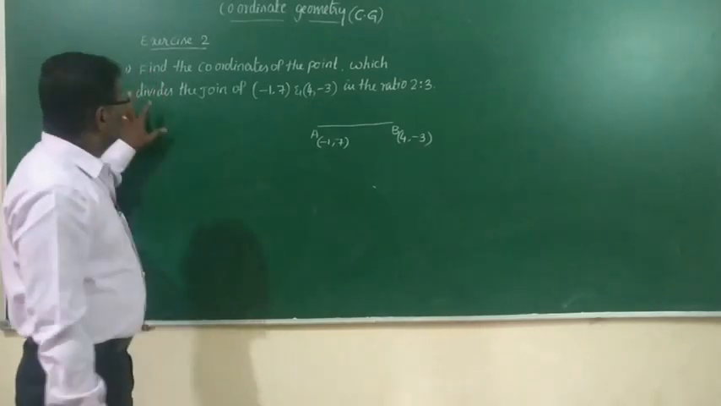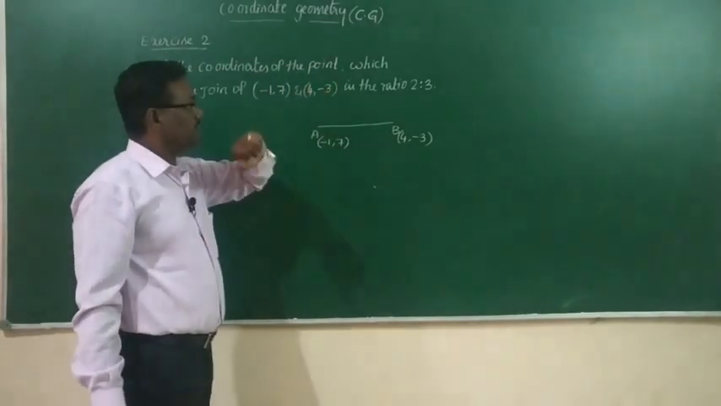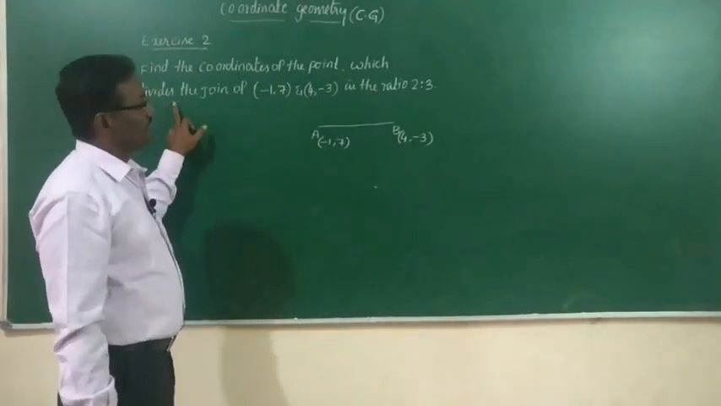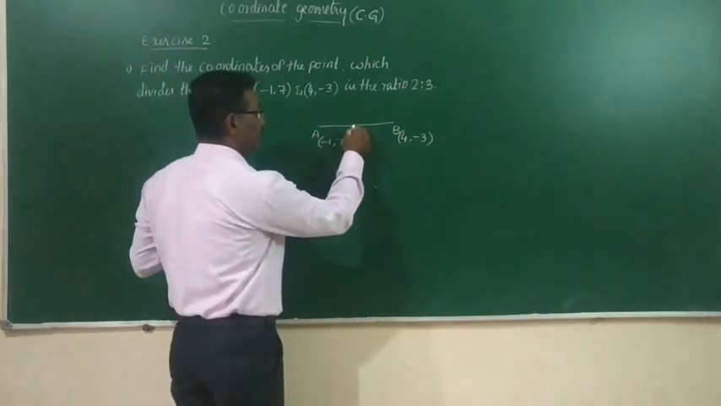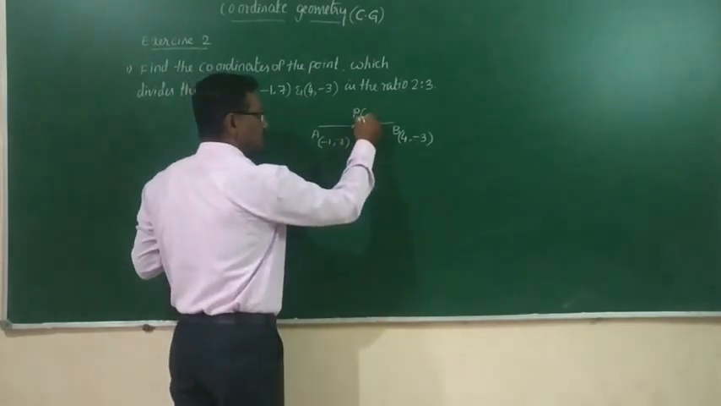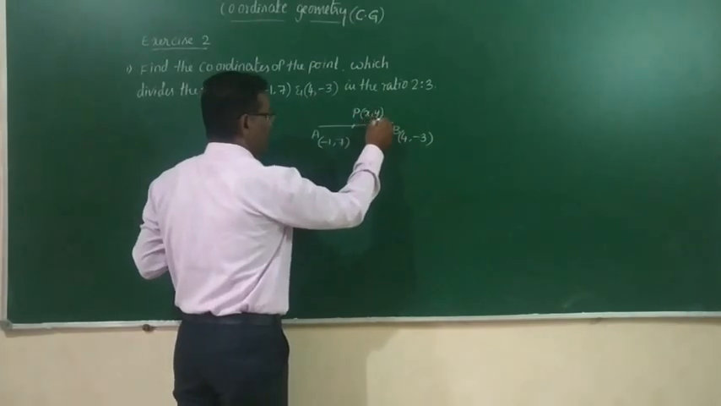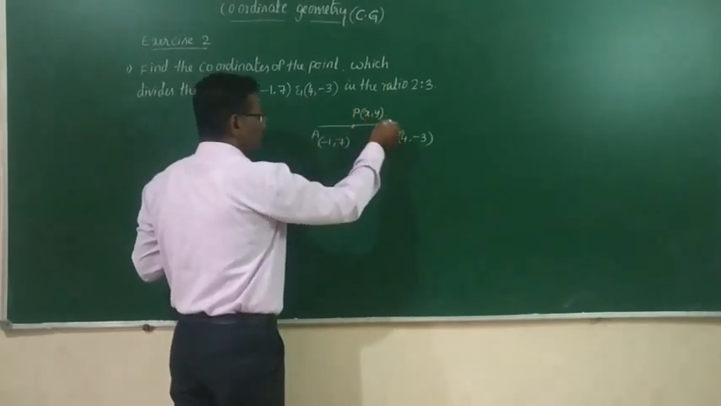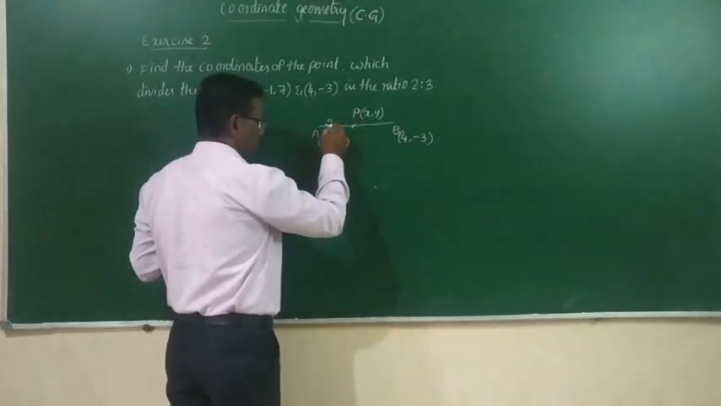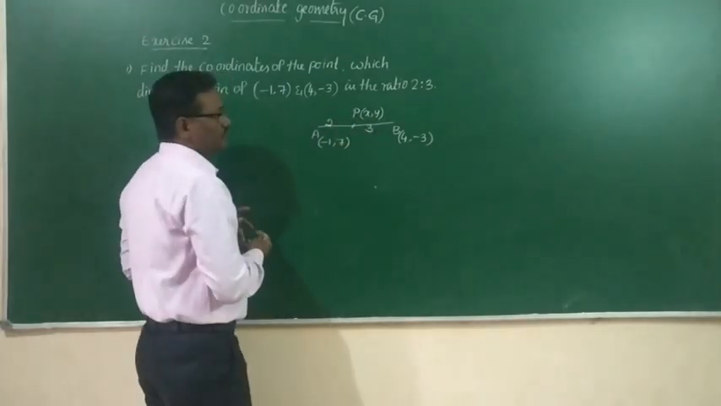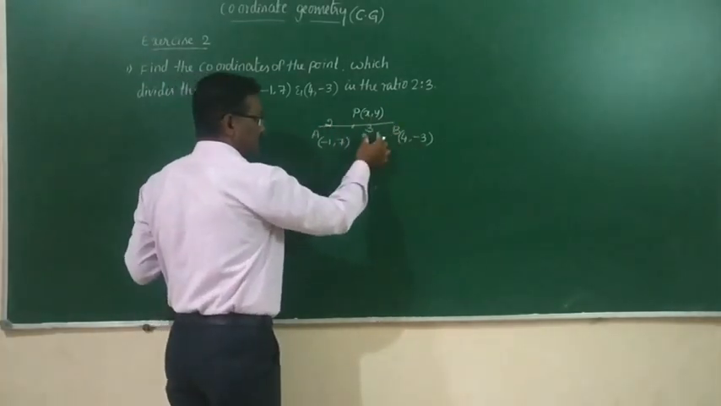And which we want to find out. Here, find the coordinates of the point which divides. Therefore, there is a point in between AB, that is P. This is the section point or else dividing point. P of x comma y divides AB in the ratio 2 is to 3. So P divides AB in the ratio 2 is to 3. So here P2 first point, that is the first part, P2 second point, that is the second part.